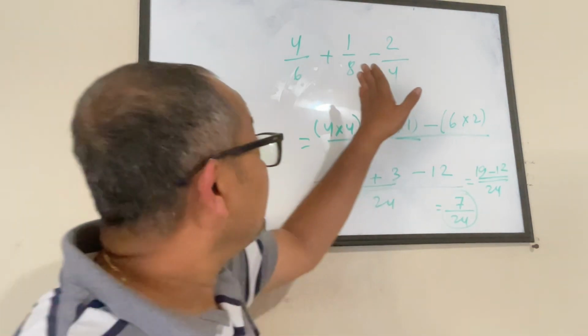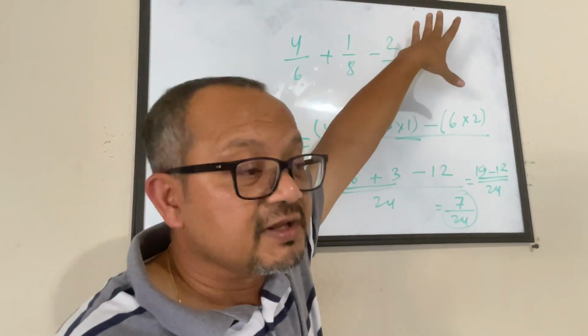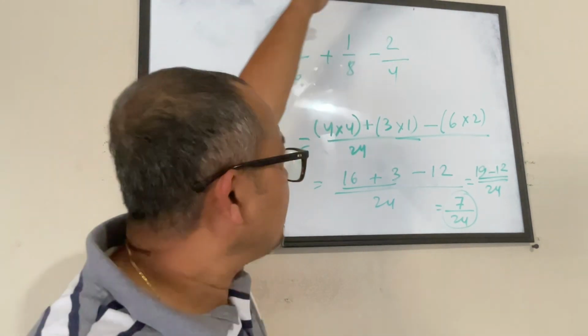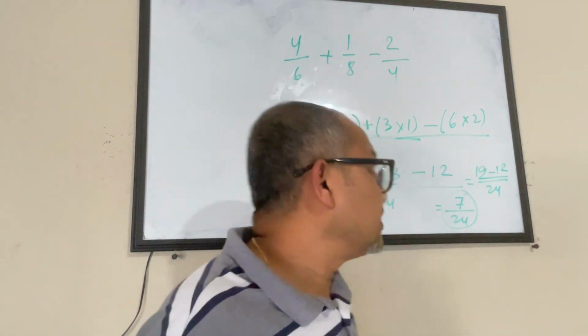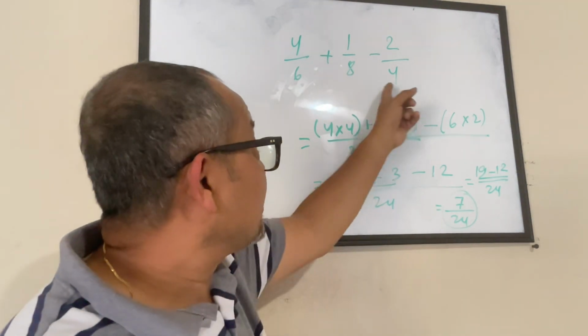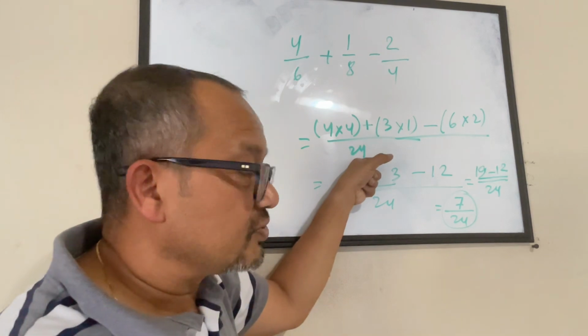So again, repeating that, I had fraction addition and subtraction in the same question. I did not worry about it. I said, okay, if I have to add fractions or subtract fractions, I do it the same way. Find out all the denominators and find out the LCM for the denominators. I got the LCM for the denominators as 24.